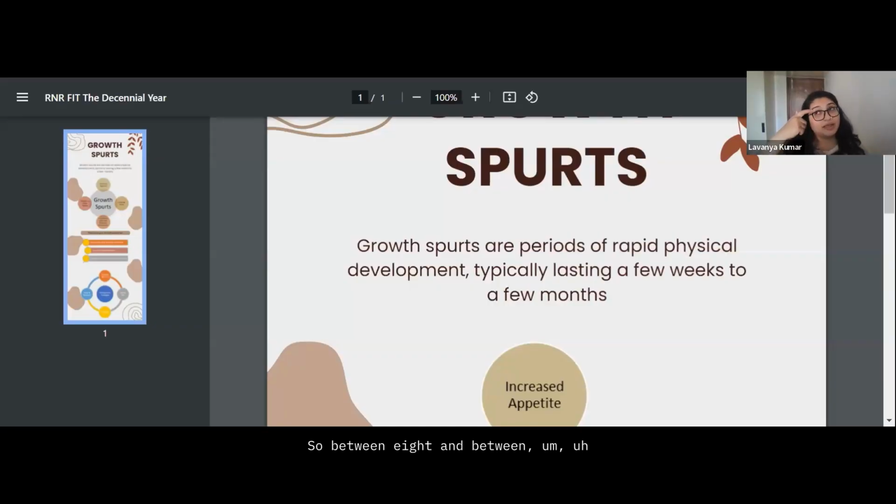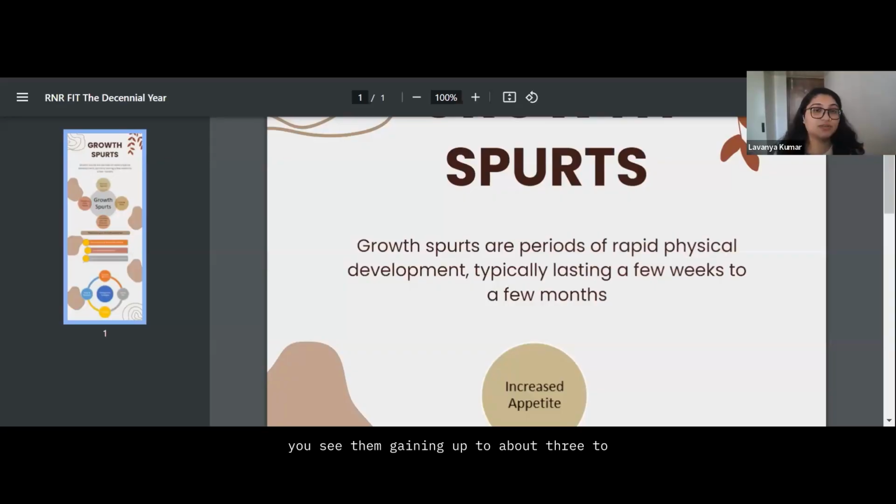So between 8 and 13 years for female athletes, between 13 to 17 or even 18 years for male athletes, the growth spurts are huge. Now, what is basically a growth spurt? Simple. It's a period of rapid development that can last between a few weeks to a few months, which is why you see some kids suddenly grow up even without your knowledge.